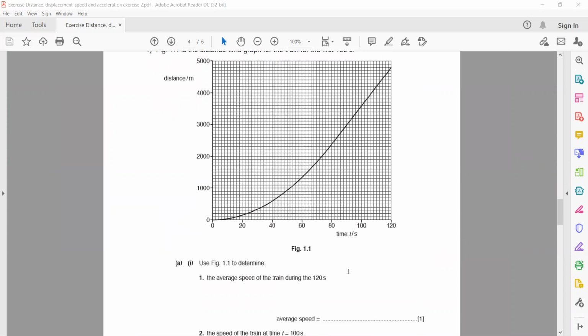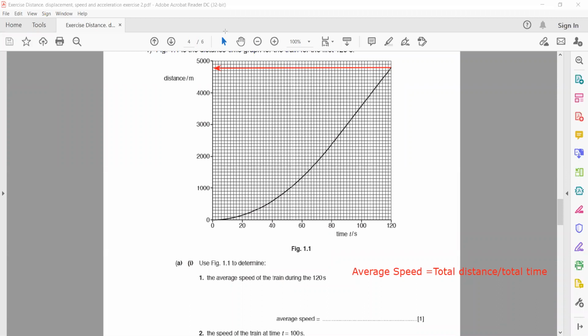The formula to calculate the average speed is the total distance divided by total time. So when total distance is divided by total time, that will give us the average speed. So first we should get the total distance. So this is the total distance travelled.